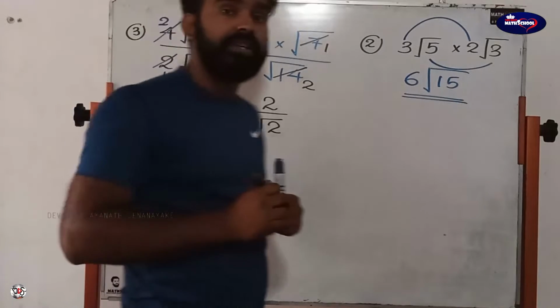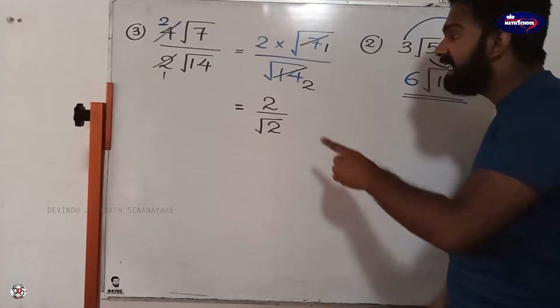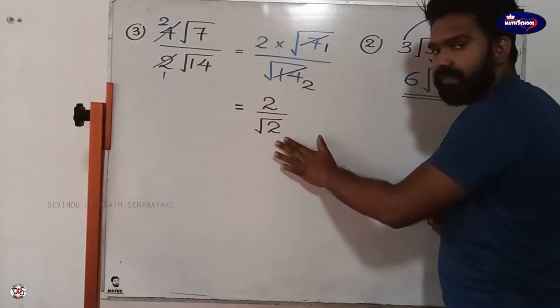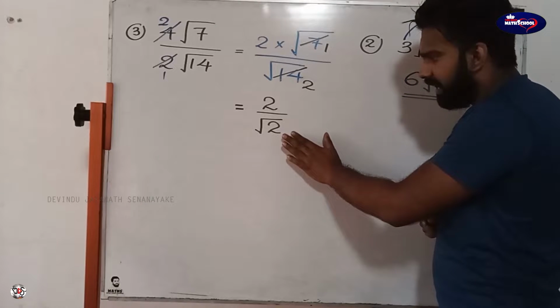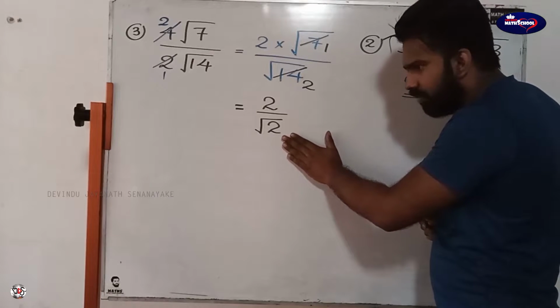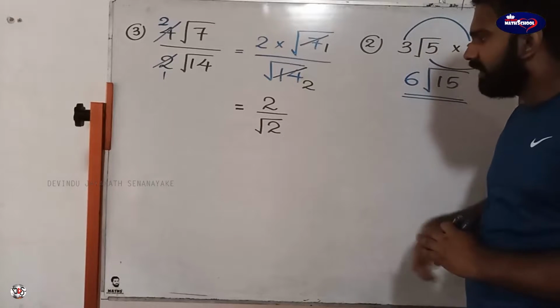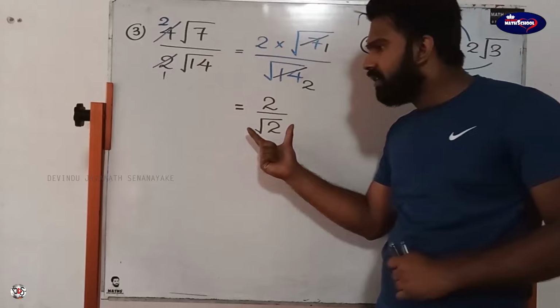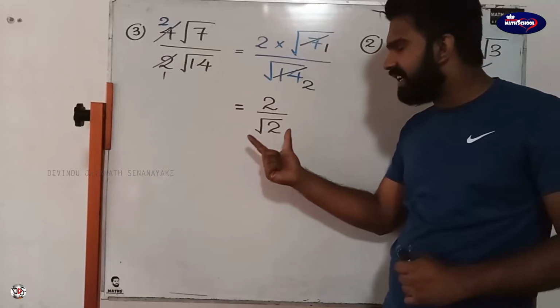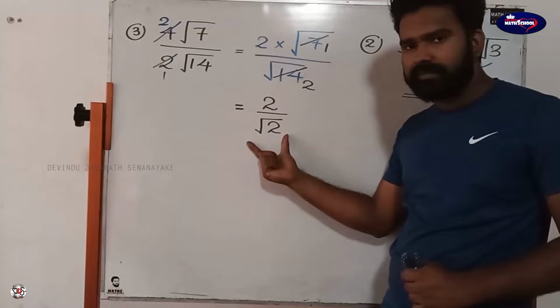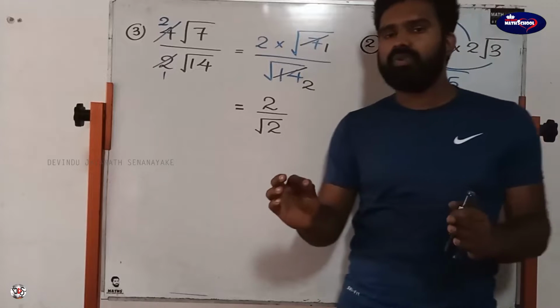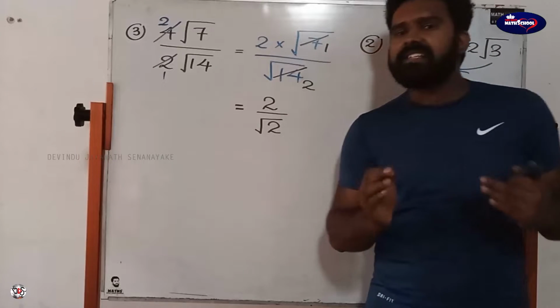But there is a doubt. In this case, listen to me very carefully: when the denominator is a surd, if the denominator is an unknown thing, if it is an irrational number, they will ask you to rationalize the denominator.